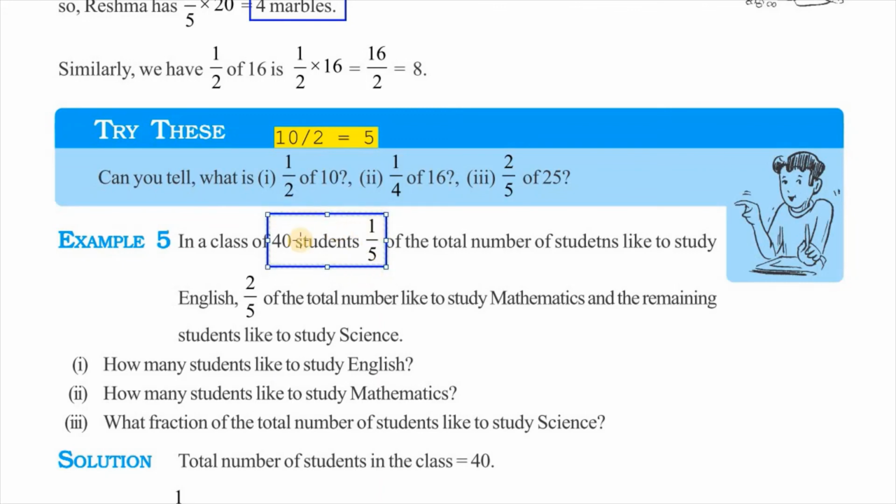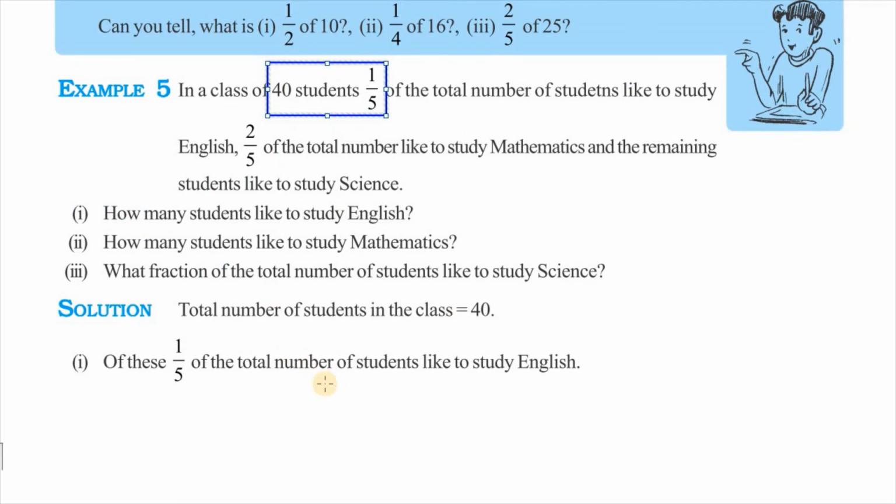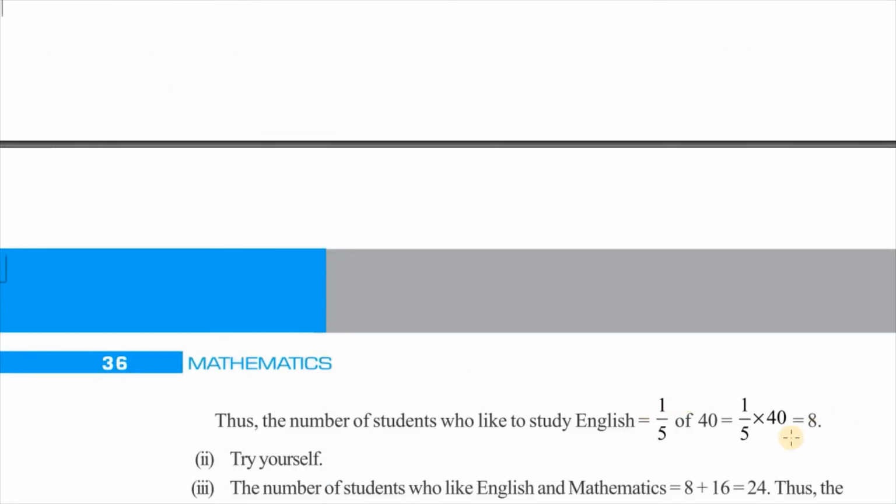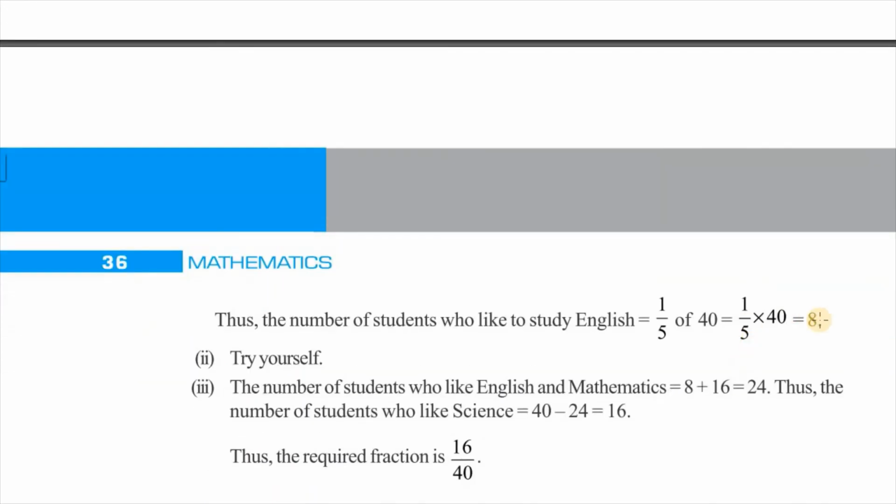So what is 1/5 of 40? 1/5 of 40 is nothing but 1 by 5 into 40. So 1 by 5 into 40 is equal to 8. How is it equal to 8? 1 by 5 into 40 is equal to 40 by 5, which is equal to 8.